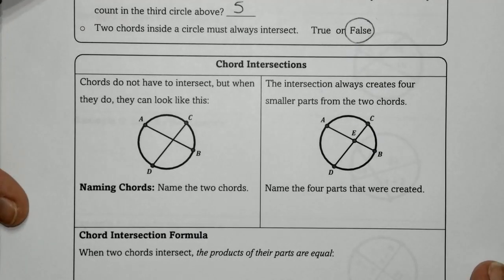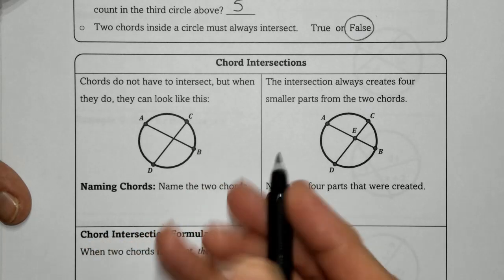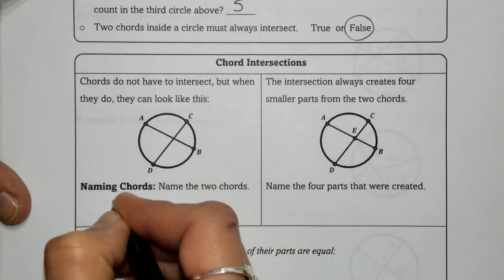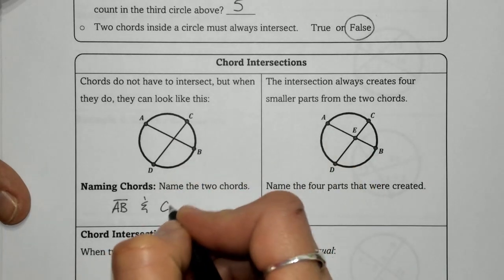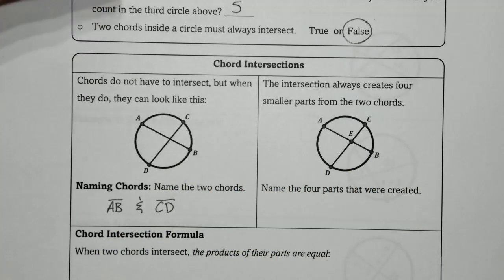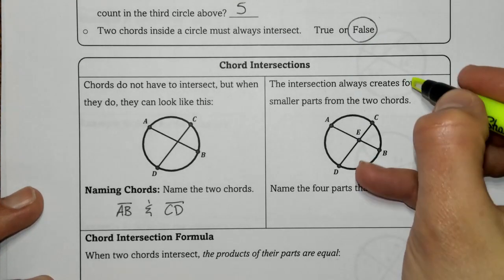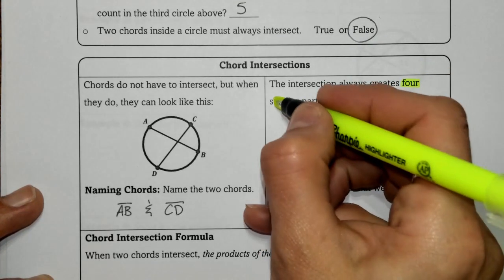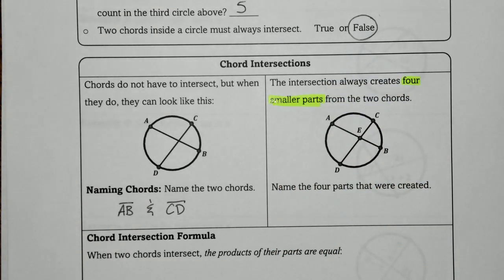So we're going to name the two chords first. We've got segment AB, those are the endpoints, and the other one, we have segment CD. Now, when we have these two chords that intersect, they're always going to create 4 smaller parts. And that's what we're going to be working with.